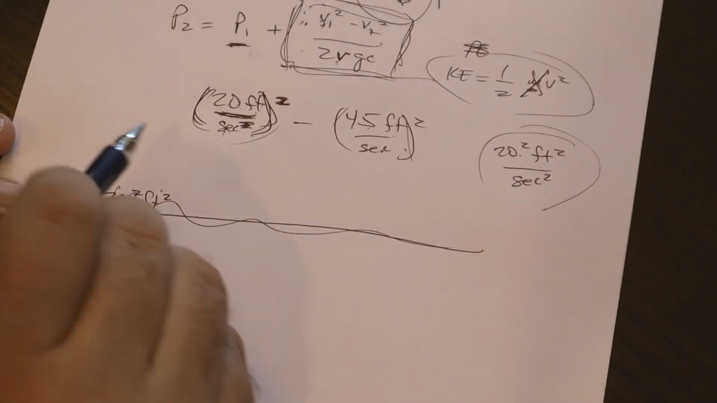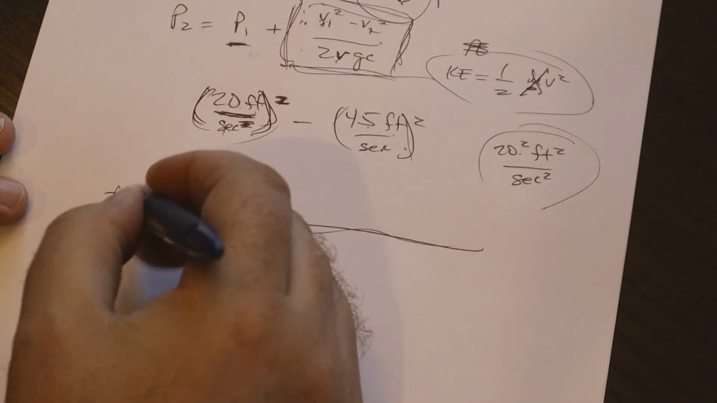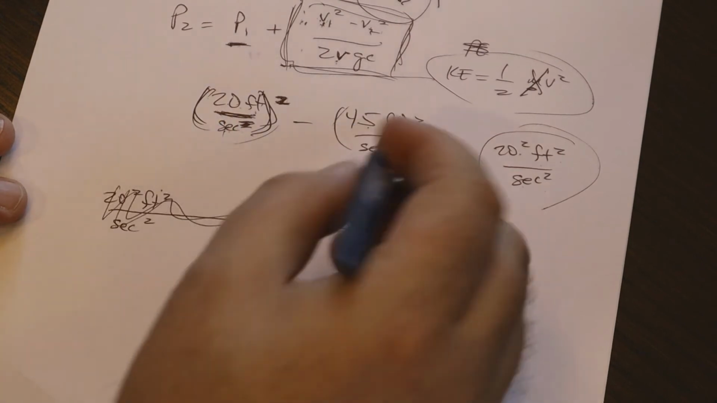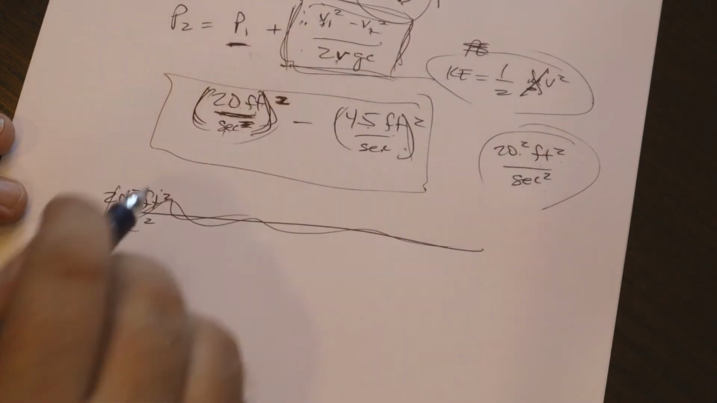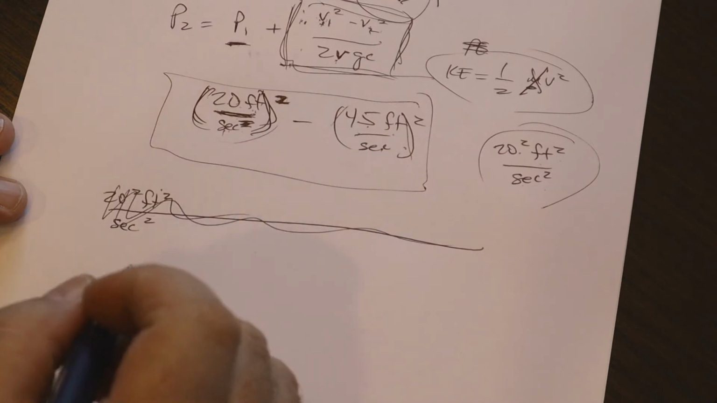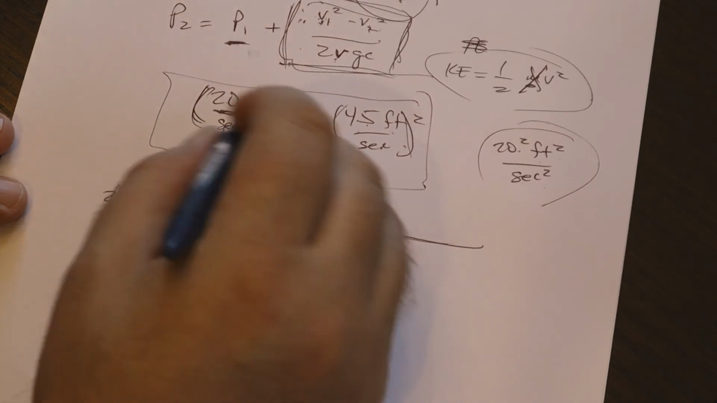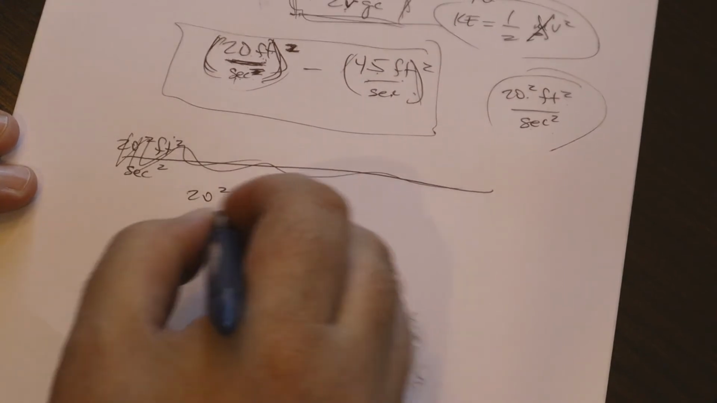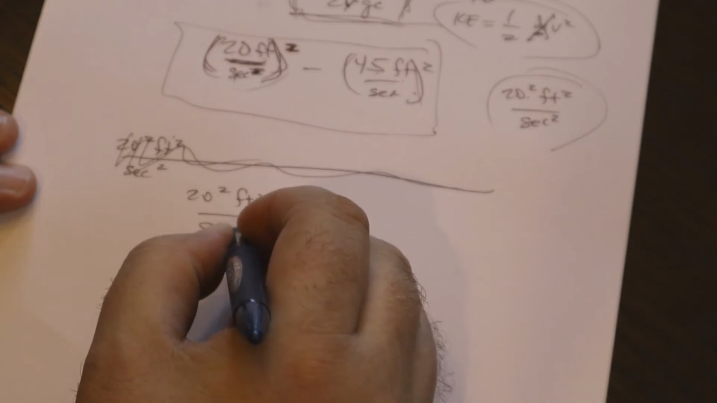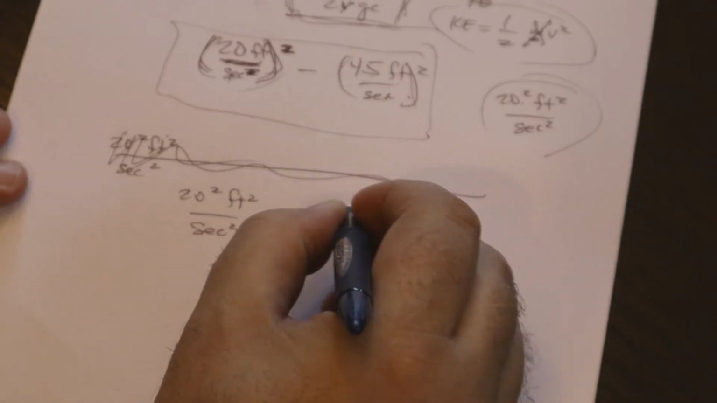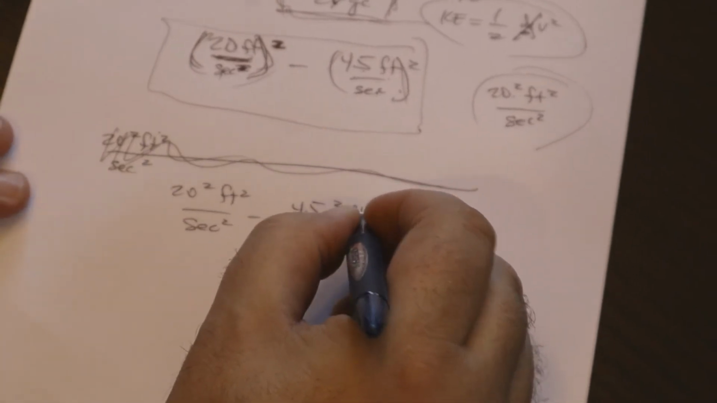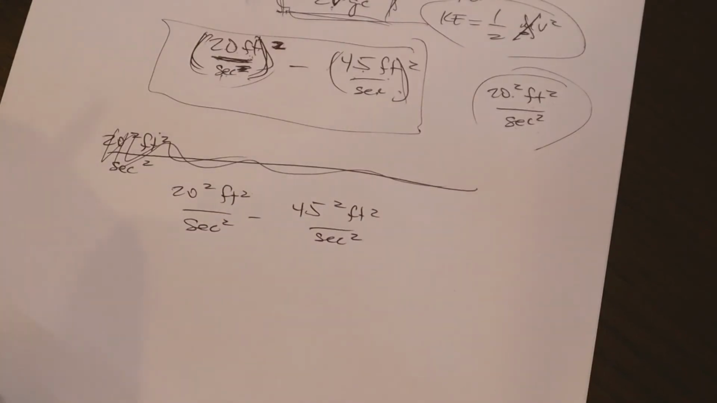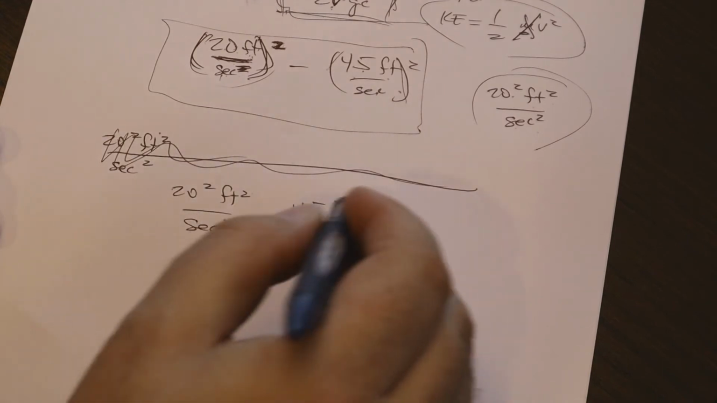All right, so before we set up our ladder problem, pardon my jumping into that a little early there, let's ignore that for a second. Let's solve just this part. So we'll do our 20 squared feet squared per second squared minus 45 squared feet squared per second squared. These equations are often done best by breaking it up into smaller chunks.